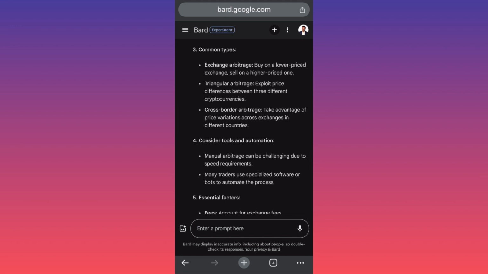The second example is the triangular arbitrage, which essentially means you exploit price differences between three different cryptocurrencies. This is something a little more complicated for advanced traders, I would think so. The third option is the cross-border arbitrage, which means that you're taking advantage of price variations across exchanges in different countries. For example, in Asia, Singapore, the price of Bitcoin could be one, and in the US could be different. And whatever price makes more sense for you, you can essentially try to play the arbitrage deal, buy low and sell high. Not a financial advice.